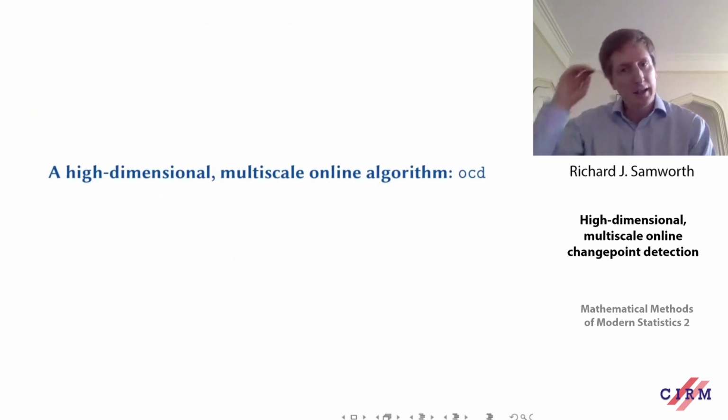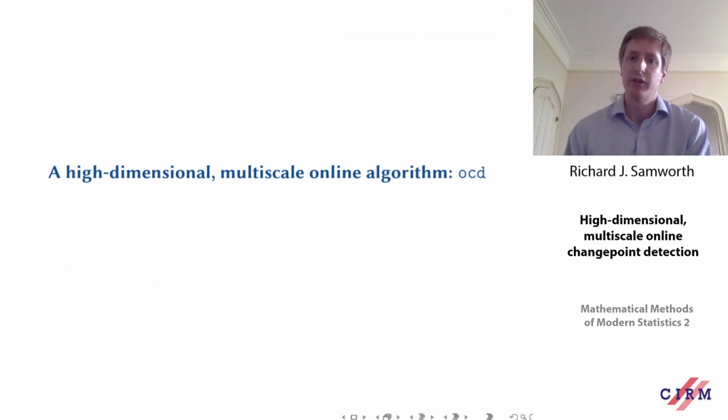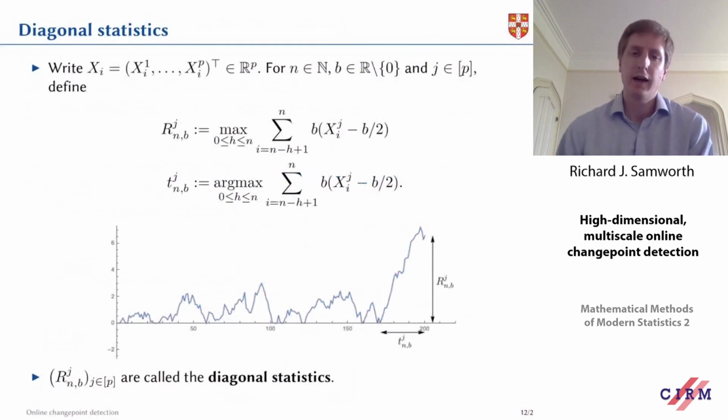Okay, I'm now going to describe the multiscale online change point detection algorithm that we introduced. It's called OCD, which stands for online change point detection. Our algorithm is going to be made up of different components. In particular, it's going to be made up of both diagonal statistics and off-diagonal statistics. The diagonal statistics simply look at each coordinate individually. We're going to denote coordinates with superscripts so that our ith observation vector has p components, and these are denoted with superscripts here.